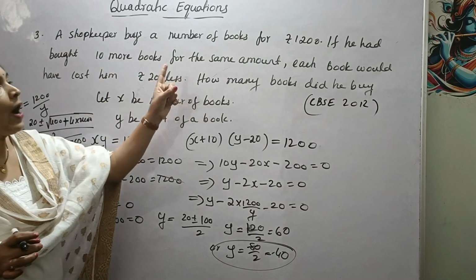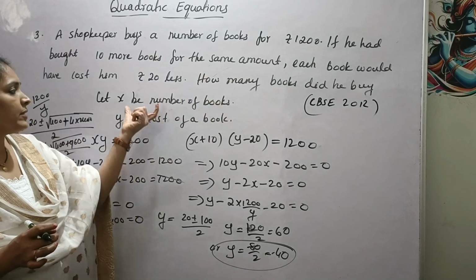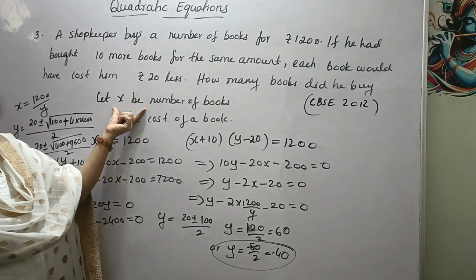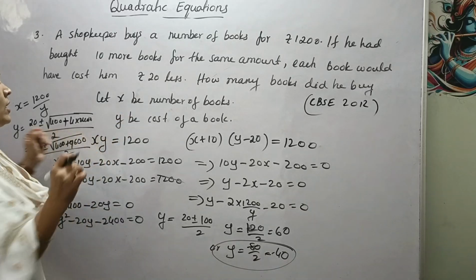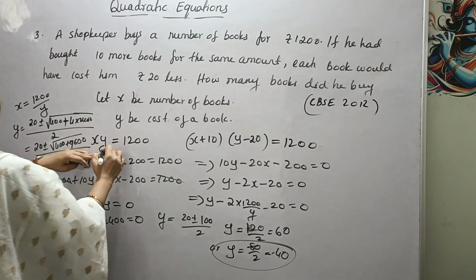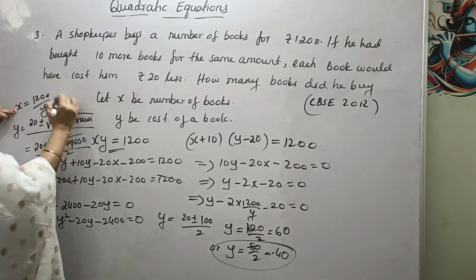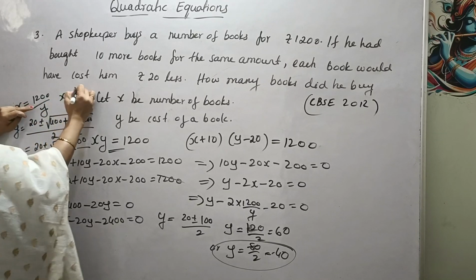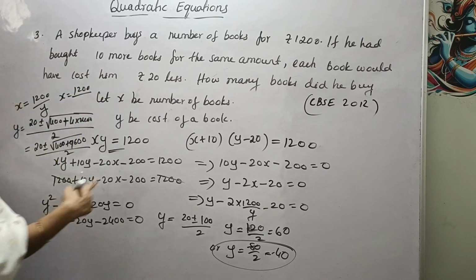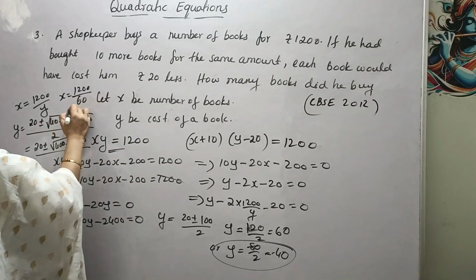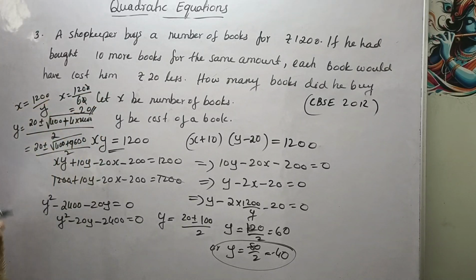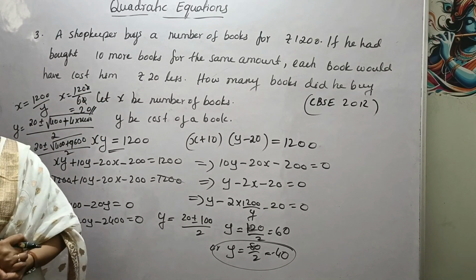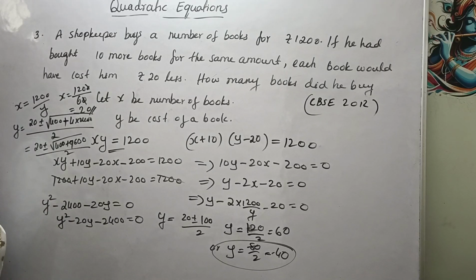Here we need to find how many books he bought, that is, we have to find the value of x. From this we can find it. x is equal to 1200 divided by y, which is 60. That is 20. So what is the number of books? 20 is the number of books. So he bought 20 books.